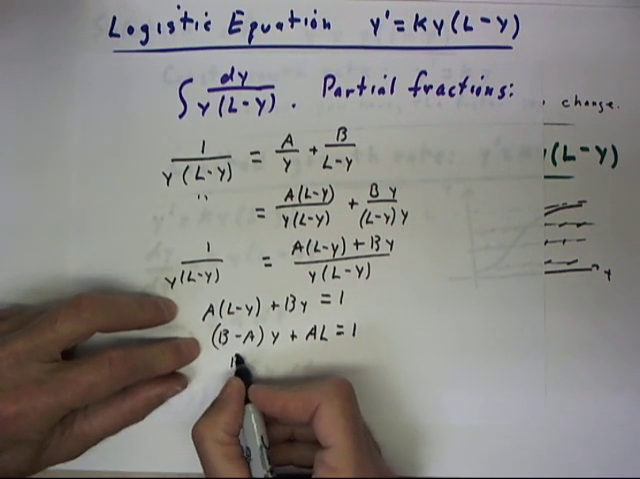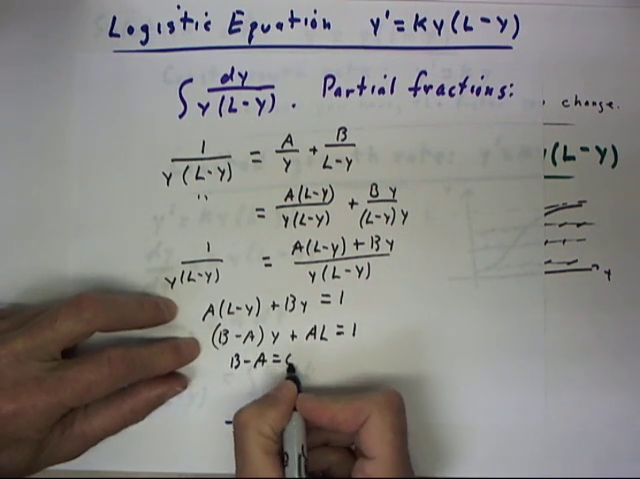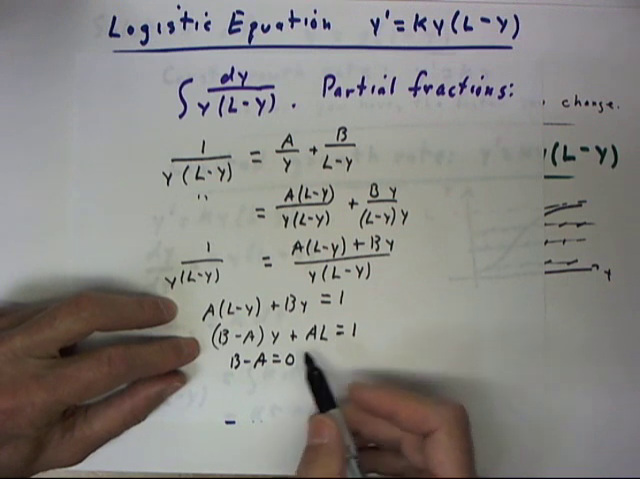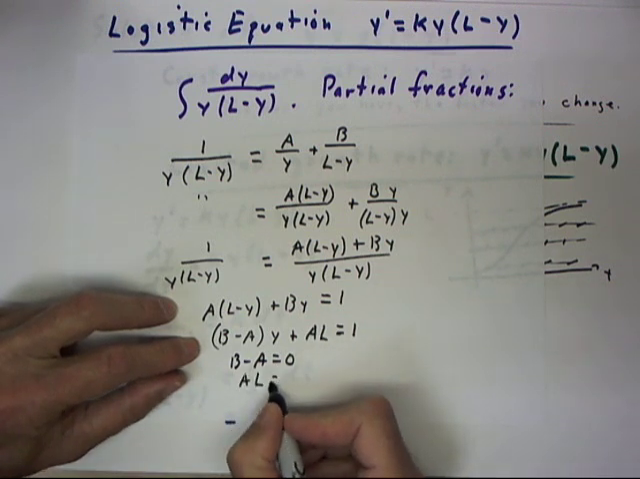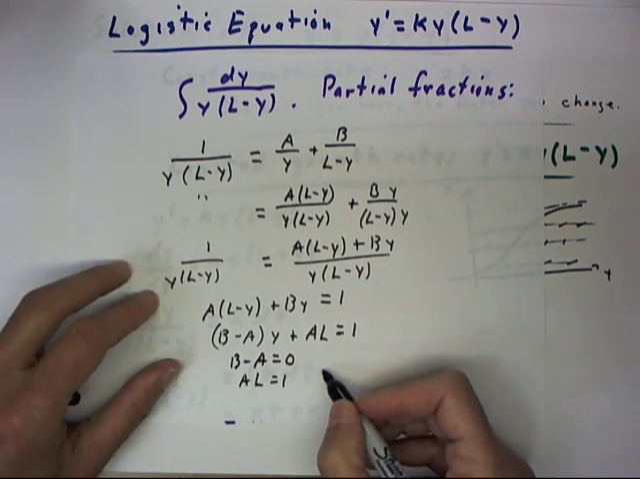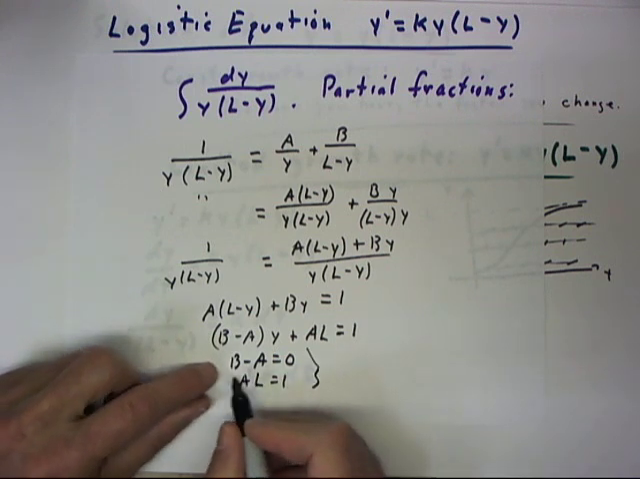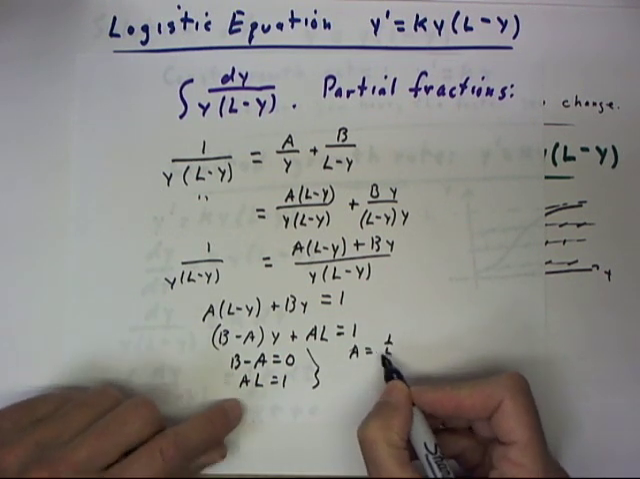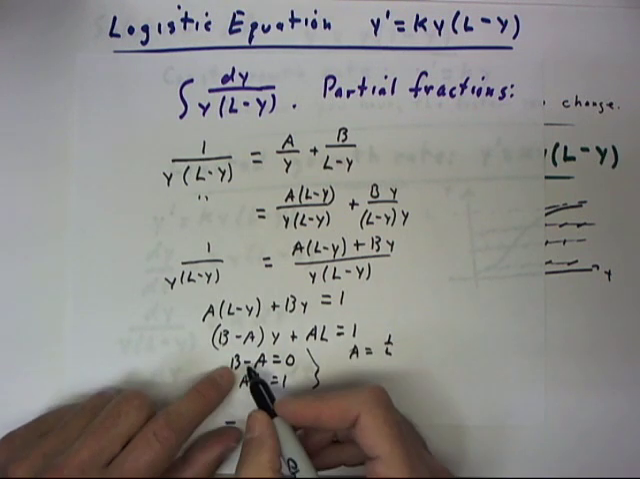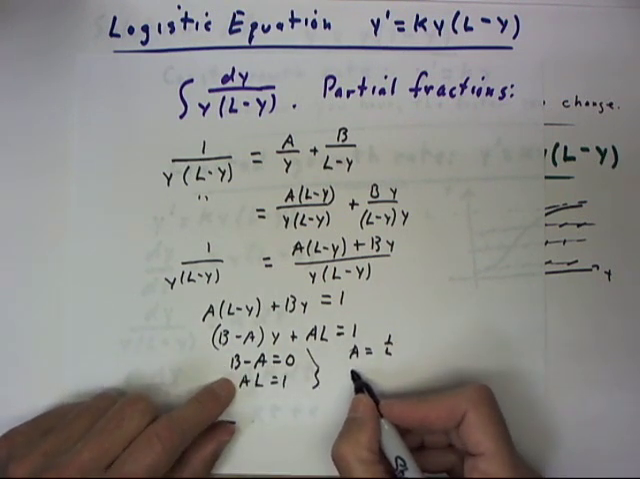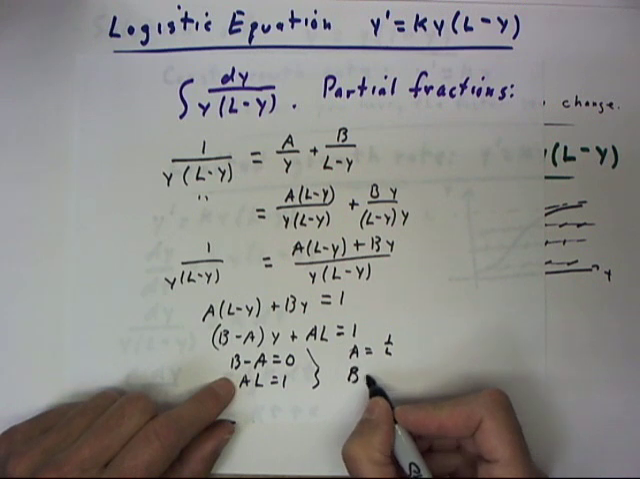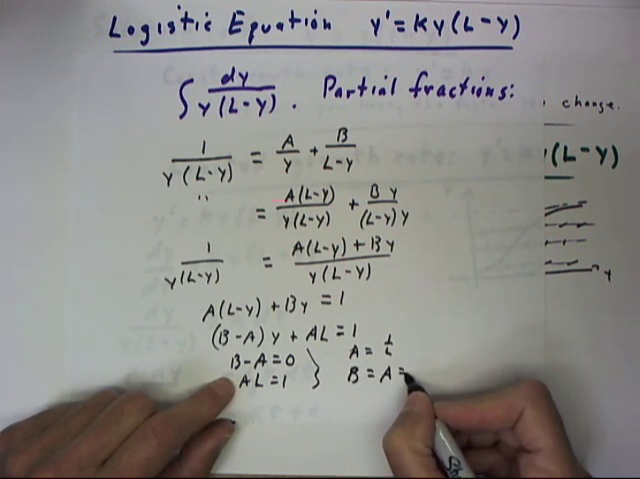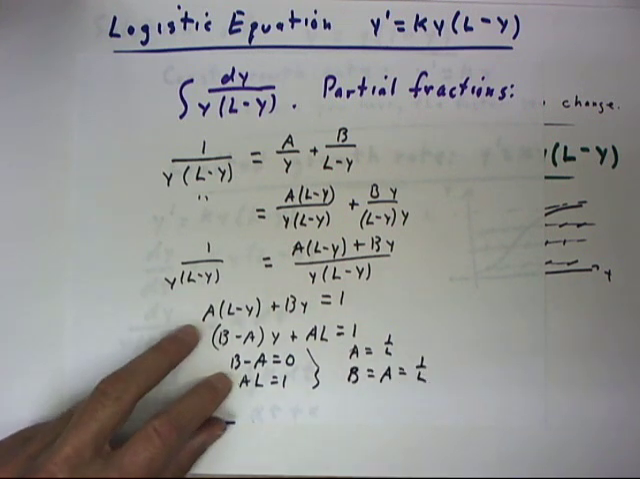So b minus a equals 0 and aL equals 1. This has a simple solution. a has to equal 1 over L from this equation, and a and b have to be equal here. So b equals a equals 1 over L.